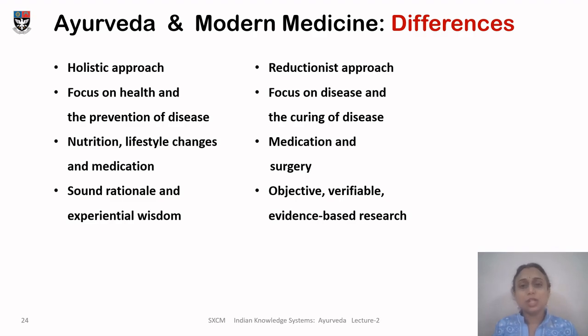Ayurveda has a very sound rationale, as we saw in the first part of this lecture. It is based on experiential wisdom. The treatment strategies, the benefits of Ayurveda have been experienced by individuals and documented by the Ayurveda Acharyas. It has a very strong scientific basis, which comes from experience. Modern medicine, on the other hand, is more objective in nature. It is verifiable through various experimentation using modern scientific method, and it is based on evidence-based research. You carry out research, you make certain observations, and what you see is what you believe.